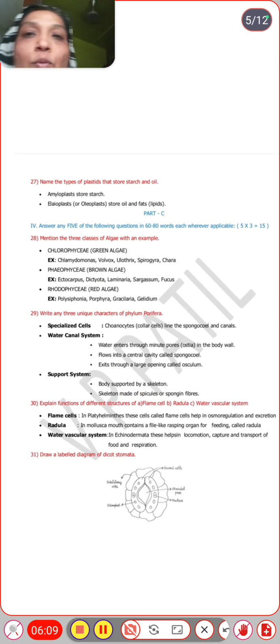Okay, next 2 marks question is name the types of plastid that store starch and oil. Amyloplast store the starch, Elaioplast store the oil and fat.